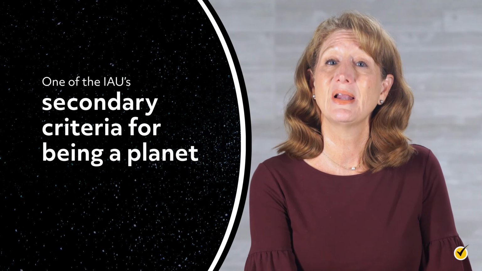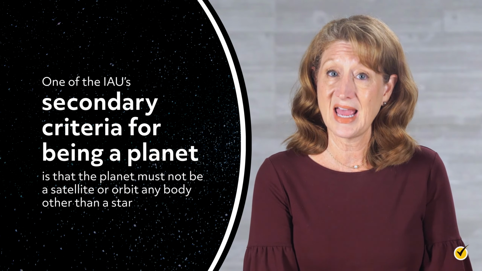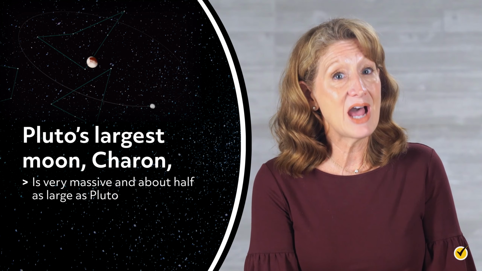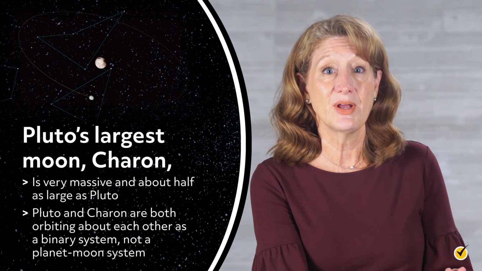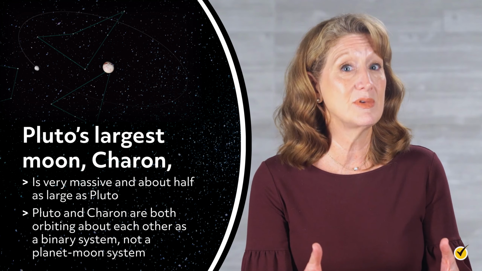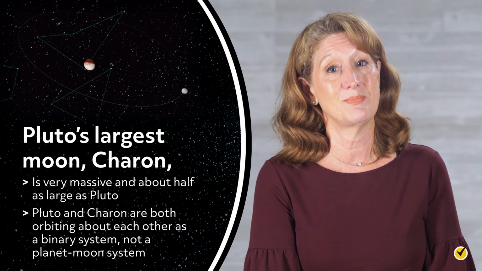One of the IAU's secondary criteria for being a planet is that the planet must not be a satellite or orbit any body other than a star. Pluto's largest moon, Charon, is very massive and about half as large as Pluto. This means that Pluto and Charon are both orbiting about each other as a binary system, not a planet-moon system.